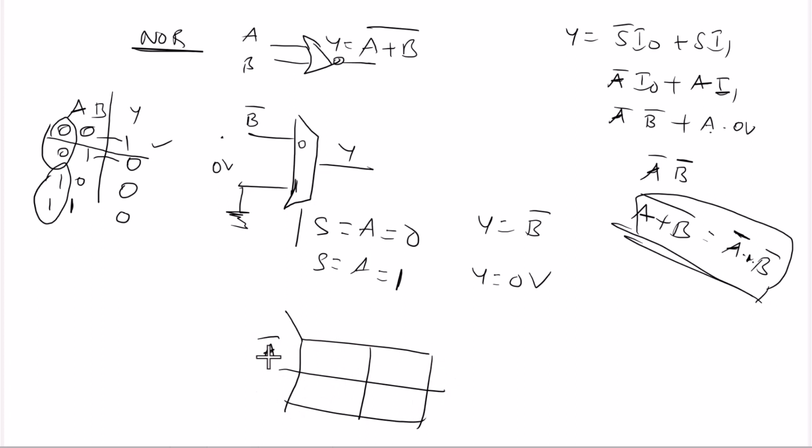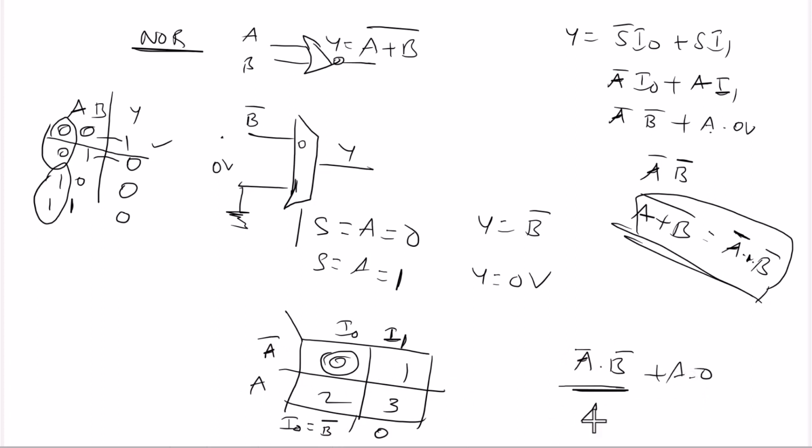In a similar fashion you can justify this like this also. So it is a bar a, and I0 and I1, so 0 1 2 3. Okay, this m0 only is selected, the remaining cases are 0. So I0 is equal to b bar and I1 is 0. So a bar dot b bar plus a into 0. Okay, finally it is a bar b bar, which is nothing but a plus b whole bar. So like that you can implement any sort of gate with the 2 to 1 mux.